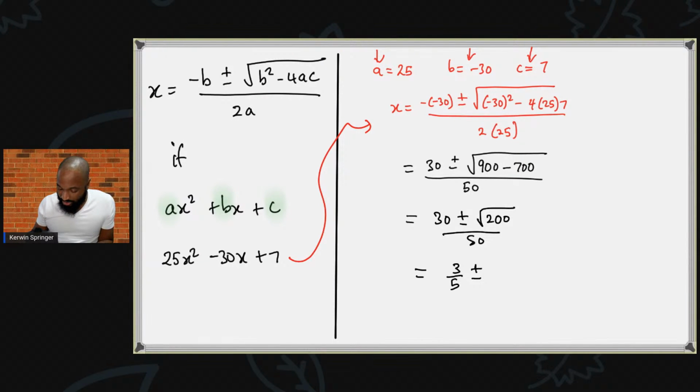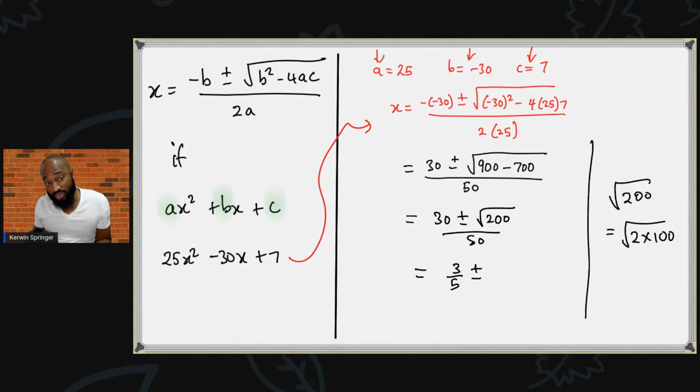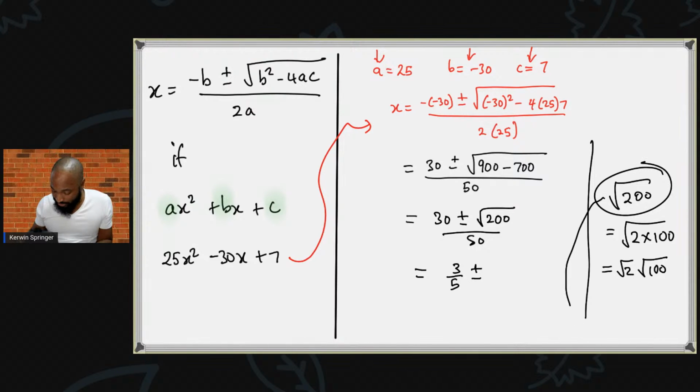Plus or minus the square root of 200. Now, especially AdMath students would know there's something called surds, where we could say the square root of 200 is the same as the square root of 2 times 100, which is the same as the square root of 2 multiplied by the square root of 100. Your calculator will be able to do this for you, which is the same as 10 times the square root of 2.